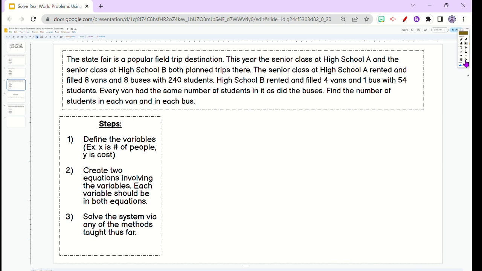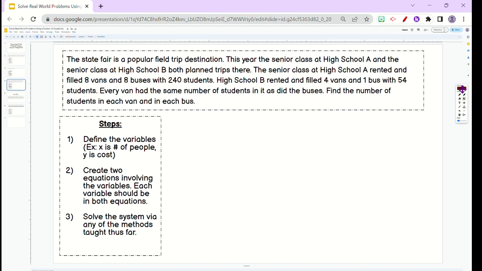Alright, here is our next equation. The state fair is a popular trip destination. This year, the senior class at high school A and the senior class at high school B both planned trips there. The senior class at high school A rented and filled 8 vans and 8 buses with 240 students. High school B rented and filled 4 vans and 1 bus with 54 students. Every van had the same number of students in it as did the buses. Find the number of students in each van and each bus.